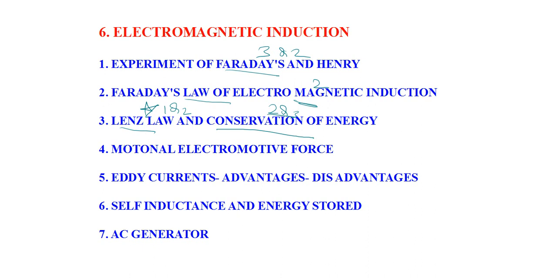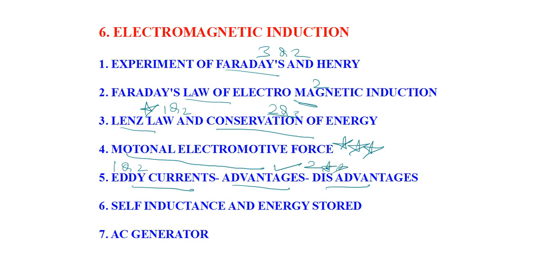Okay. Next, very important for 3 marks is motional electromotive force. Please read this topic, very important. There is a relation called BVL. The EMF produced is equal to BVL: magnetic field, velocity, and the length of the conductor. This is the motional electromotive force, very important. And when it comes to eddy currents, what is meant by eddy currents? They may ask for 1 mark, 2 marks, and advantages and disadvantages. Most of all, they ask for advantages for 2 marks. Please remember, very important.